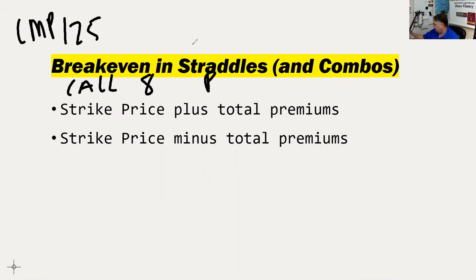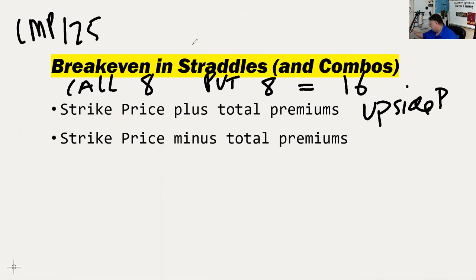And we paid 8 points for the put. And so if we do both of those at the same time, we're going to be out 16. And so we're going to have 2 break evens. We're going to have what's called our upside break even. And we're going to have what's called our downside break even.